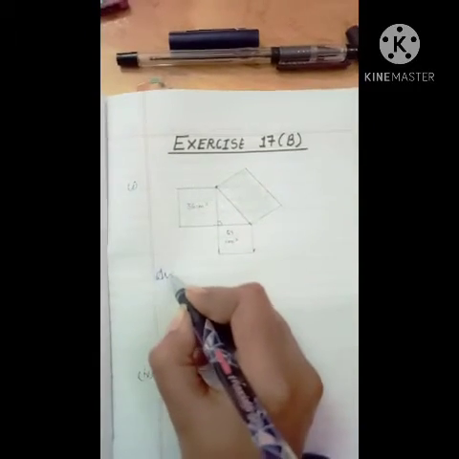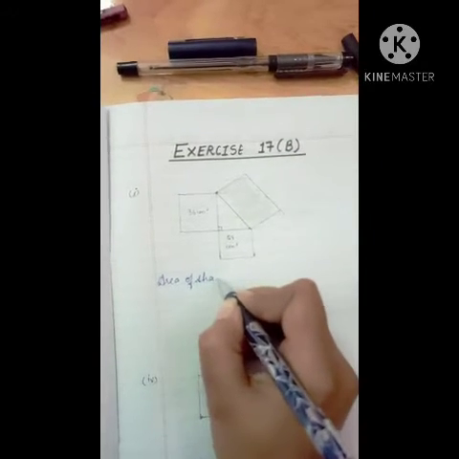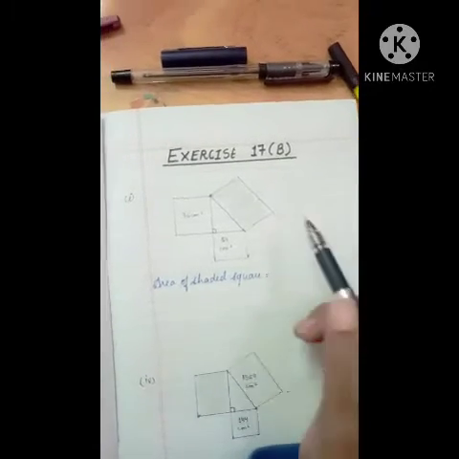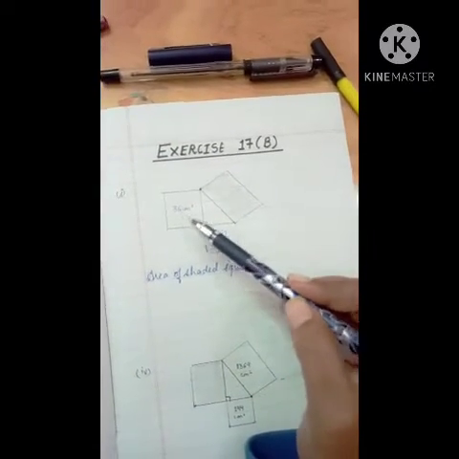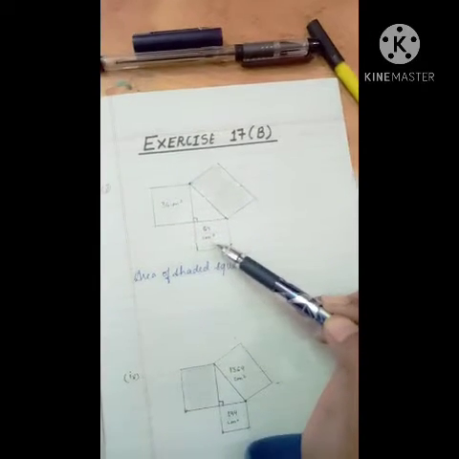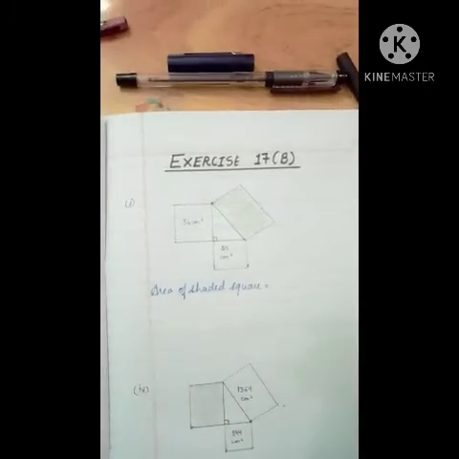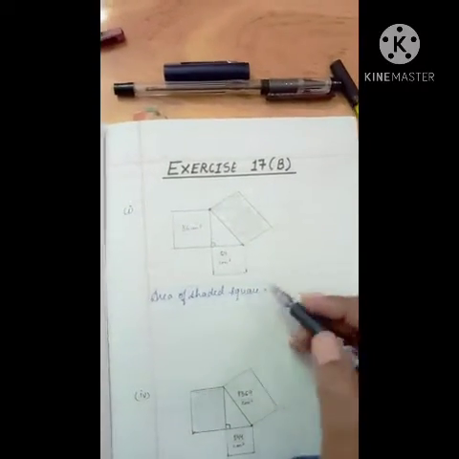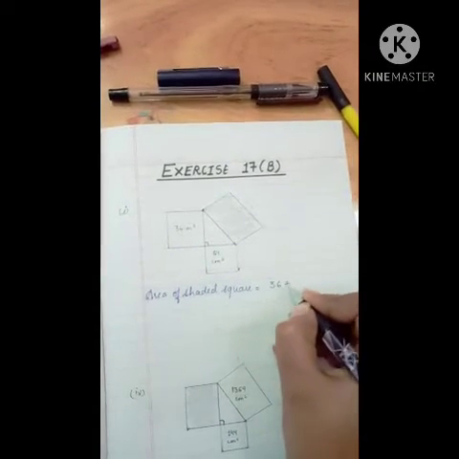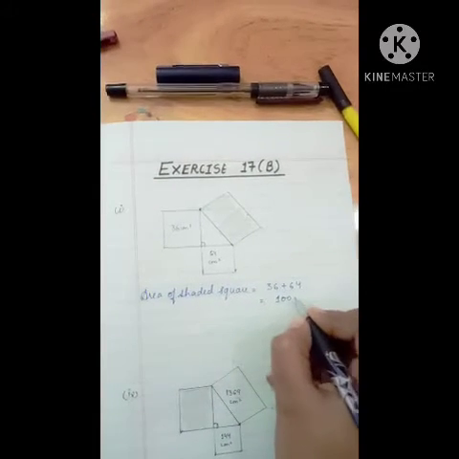We apply Pythagoras theorem here. Area of the shaded square is equal to what? It is the sum of the areas of the other squares formed on the other sides of the triangle. So 36, it means the sum of 36 and 64. So here you will get 100 centimeter square.